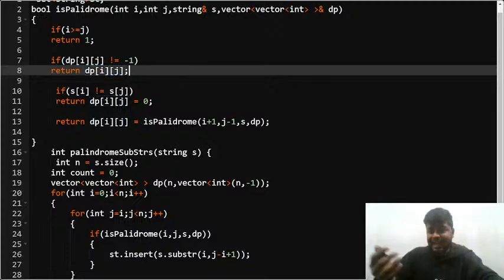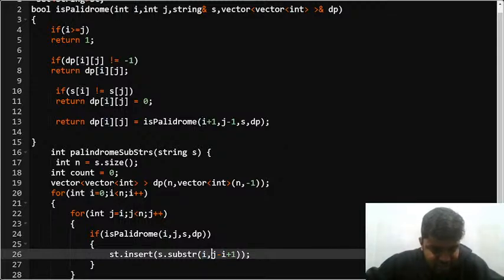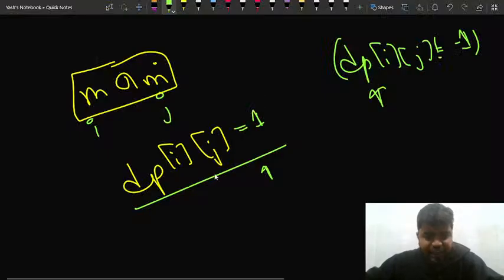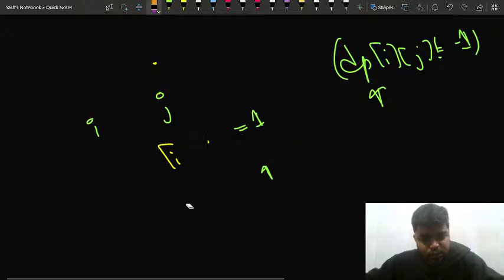Now, as I told you, I am passing my ith and jth characters here, you can see. So what does that mean? If my ith character is not equal to the jth character, let's suppose the situation is something like this.